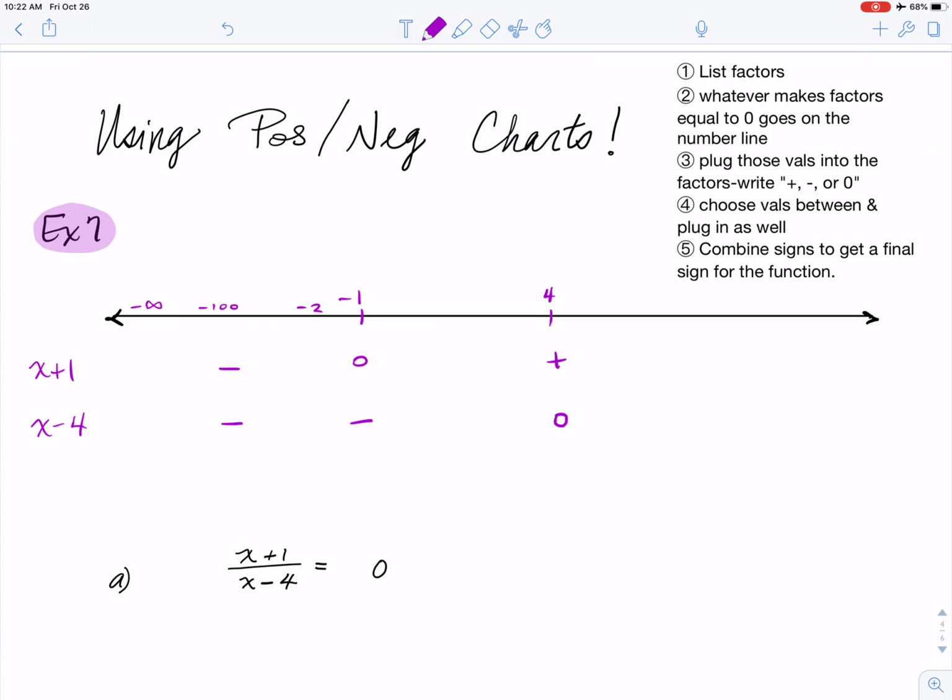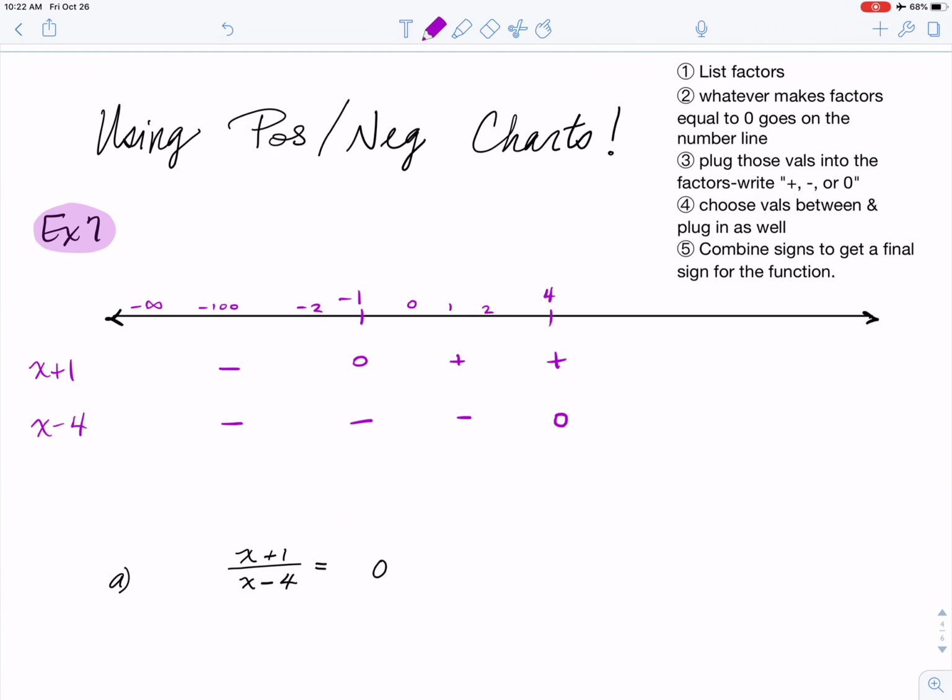Now let's go in between our two values. So you could choose lots of different things here. You could choose the number 0, the number 1, the number 2. All of these are between. Plug any of those into the factor x plus 1, and you're going to get a positive number. Plug any of those numbers in between into x minus 4, and you're going to get a negative number.